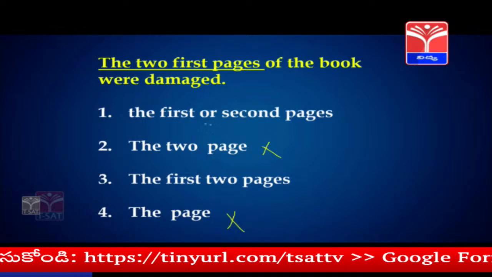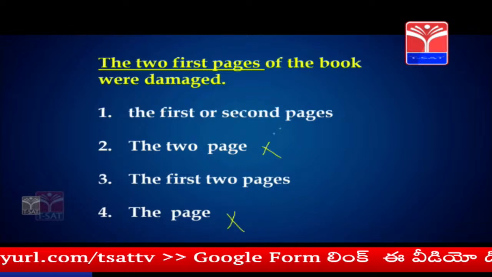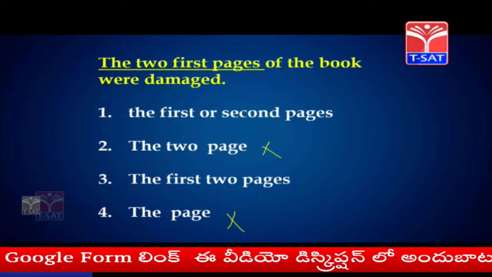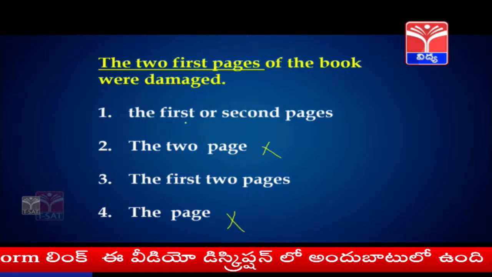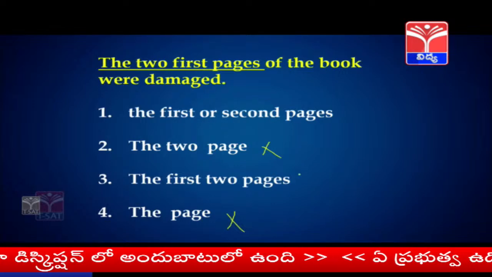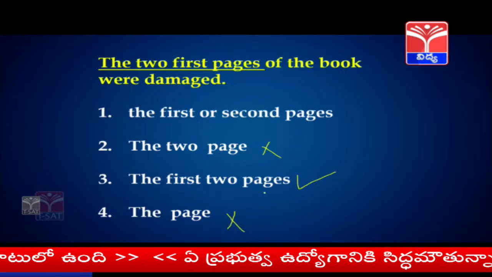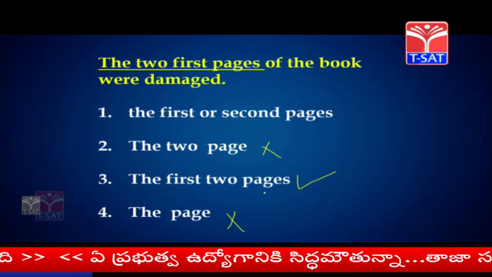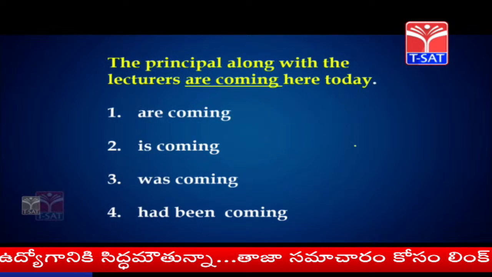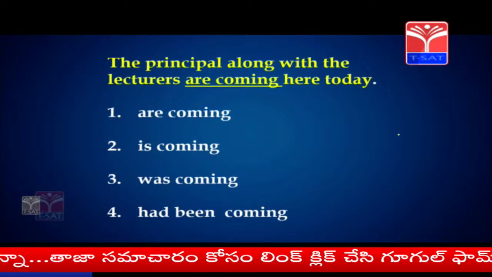Now, we can see the first or second pages, the first two pages. So, here we have to make a choice. If you say the first or second pages of the book were damaged, there is again no agreement, it does not look good. So, the correct option will be the first two pages. That means, the first page and the second page of the book were damaged. So, here is the answer, the first two pages.